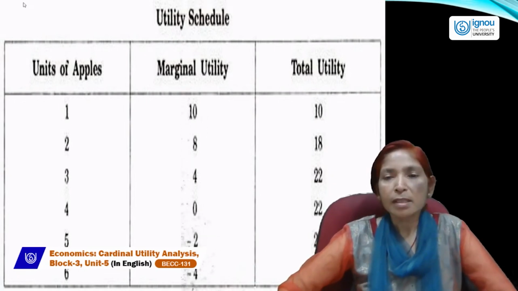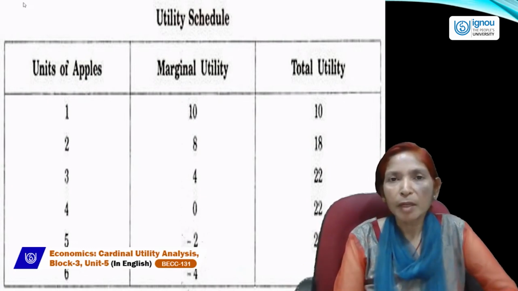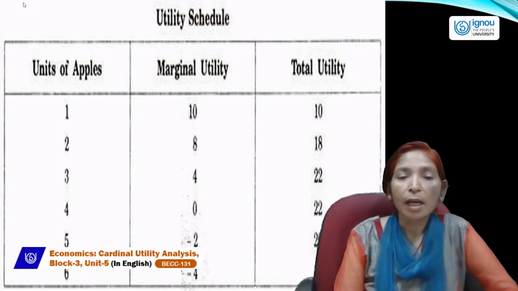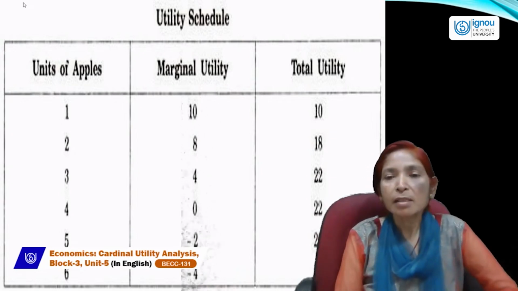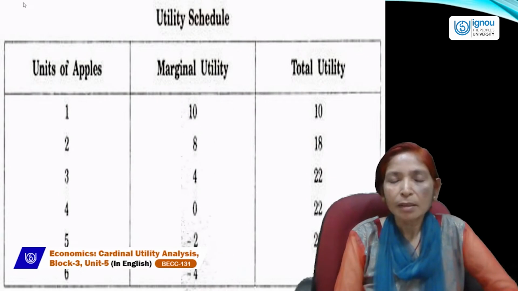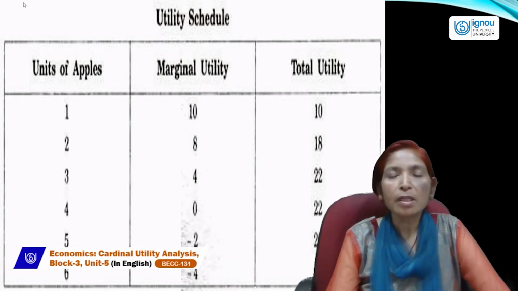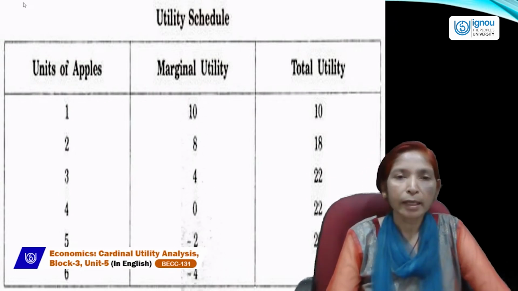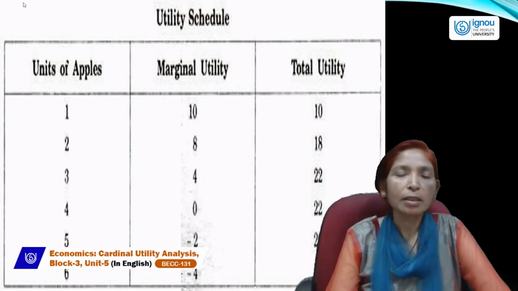So it is clear from this utility schedule that total utility is increasing at a diminishing rate. At that time, MU diminishes. Next, when total utility is maximum, then MU will be 0. When total utility starts falling, MU becomes negative. So TU is increasing, after that maximum, then falling. MU is falling, then 0, then negative. So this is the relationship between total utility and marginal utility.